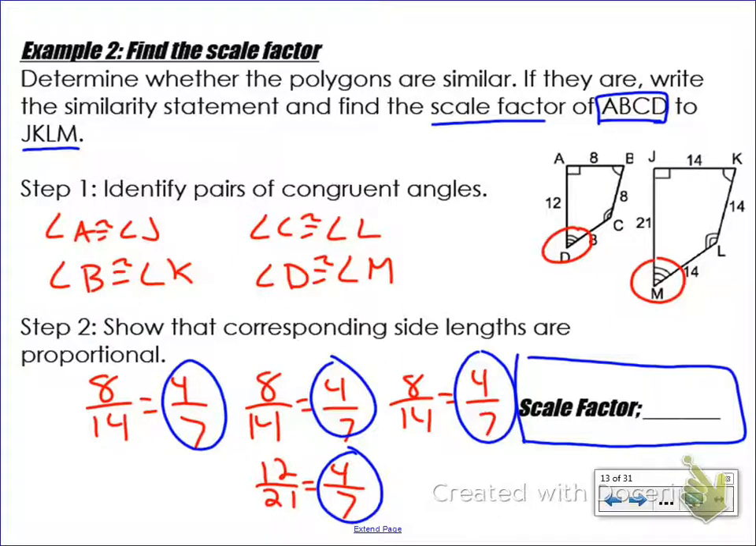And that's the way we did the proportions. Okay, so we're going from ABCD to JKLM, which is small to big. So your scale factor is going to be 4 to 7. Now you can write that like this.